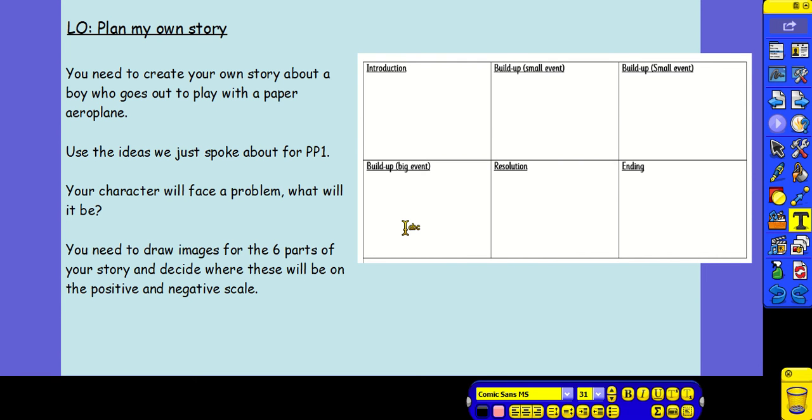We would also like you to decide where they will go on the positive and negative scale. So for each box, you're going to write a number, +4 or -7. How happy is your character feeling? That will help you to match your language to the feeling of the story when you are writing it. So we won't be saying transfixed with fear if it's only a -2. Okay, you should be spending at least 6 minutes on each box. Please make sure that you fill in as much detail as you can in your picture. Good luck, Year 4.